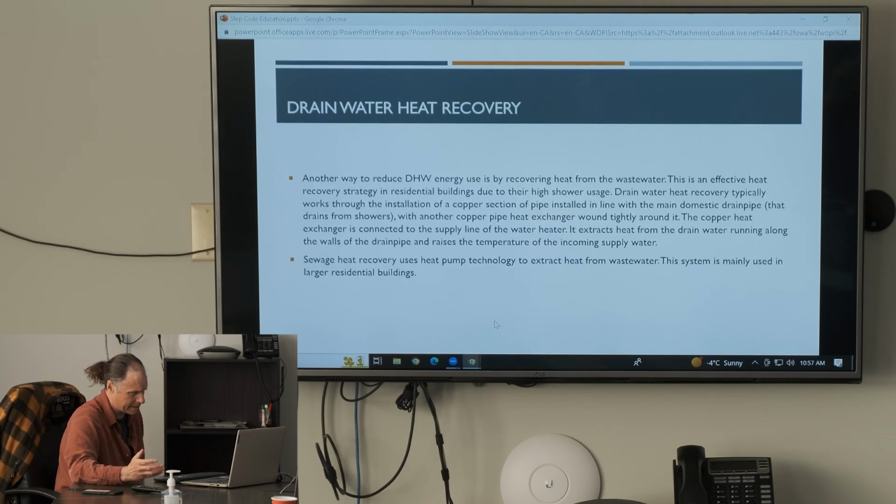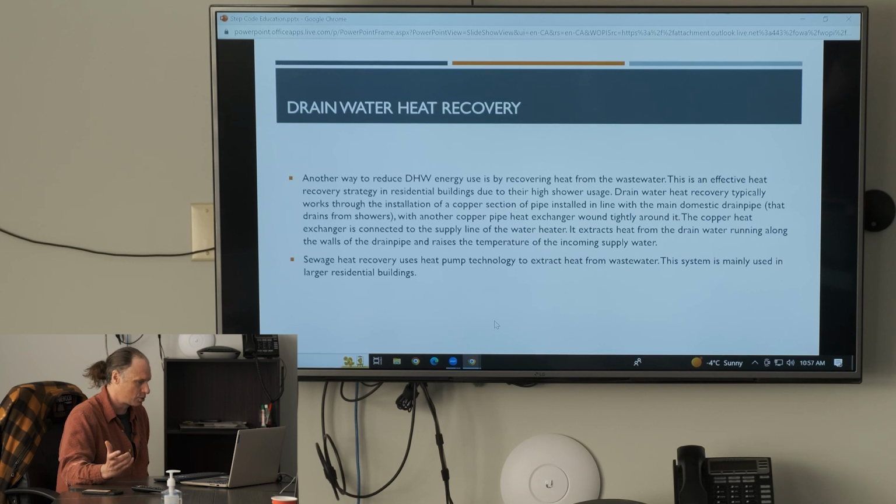So what's drain water heat recovery? This is another way to reduce energy use from the domestic hot water system. So it's recovering heat from the wastewater. This is an effective heat recovery strategy in residential buildings due to their high shower usage. Drain water heat recovery typically works through installation of a copper section of pipe installed in line with the main domestic drain pipe, the drains from showers, with another copper pipe heat exchanger wound tightly around it. The copper heat exchanger is connected to the supply line of the water heater.